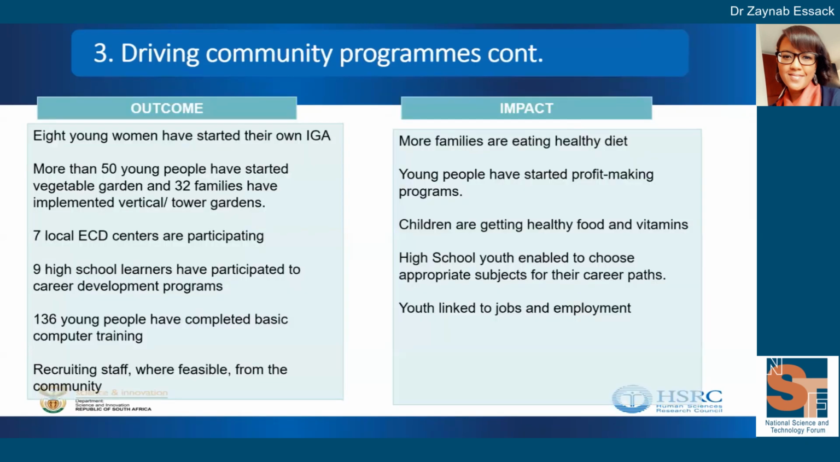And in this way, young people have been able to start their own businesses, and vertical tower gardens have been implemented. People exchange this with each other. Some people are selling their vegetables to others. And, importantly, we recruit staff where feasible from our community. So for all our projects, we have 180 staff, and many of them are recruited from our own community. So there's an important focus there on youth-linked jobs and employment and capacity building.